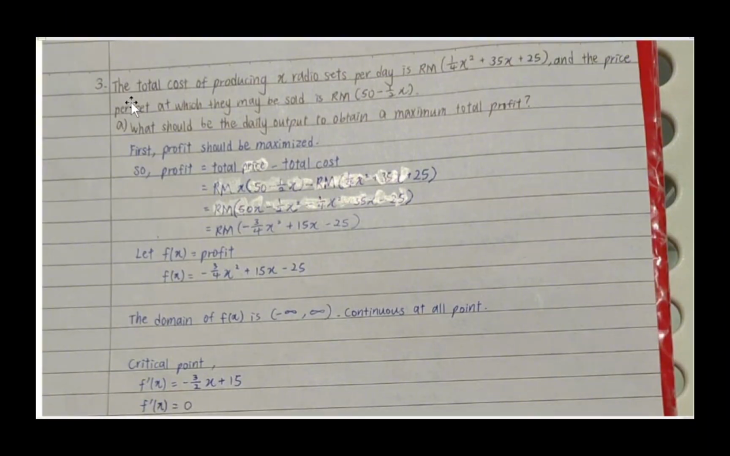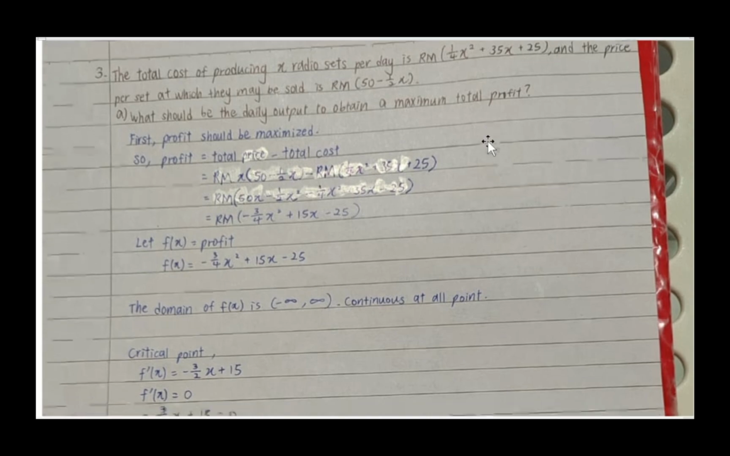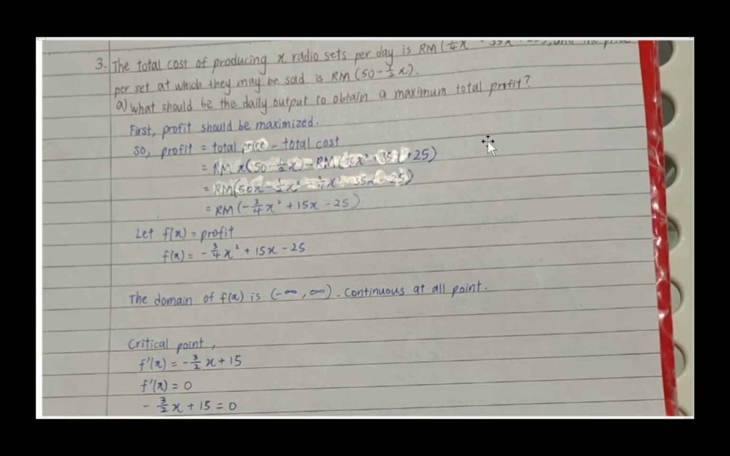Question 3. The total cost of producing x radio sets per day is RM(1/4)x squared plus 35x plus 25, and the price per set at which they may be sold is RM(50 minus 1/2 x). A. What should be the daily output to obtain a maximum total profit? So it's an optimization question. We need to follow 5 steps in order to find out.